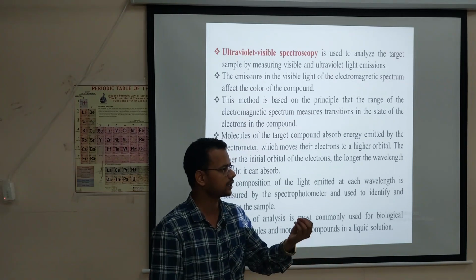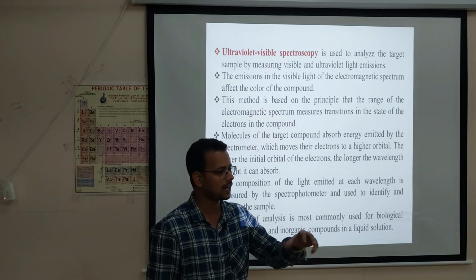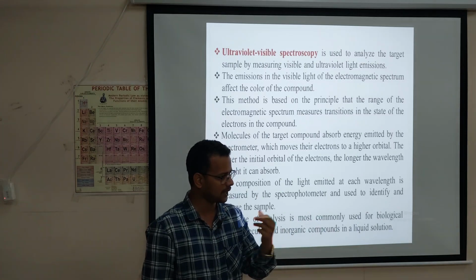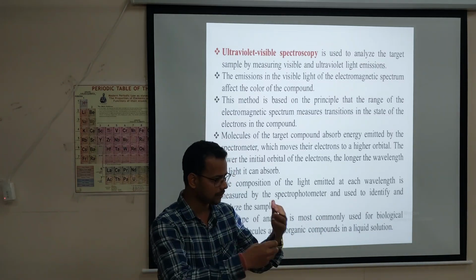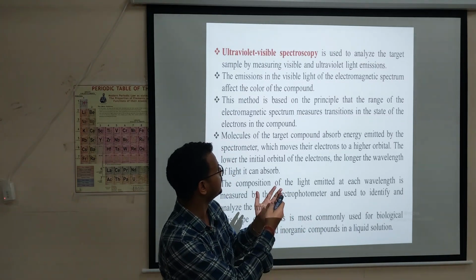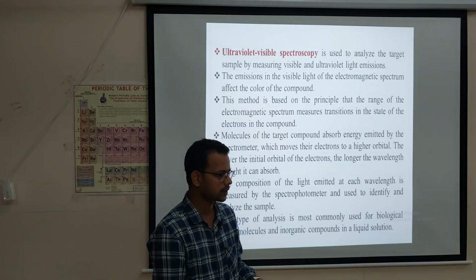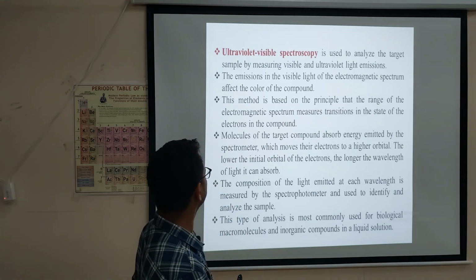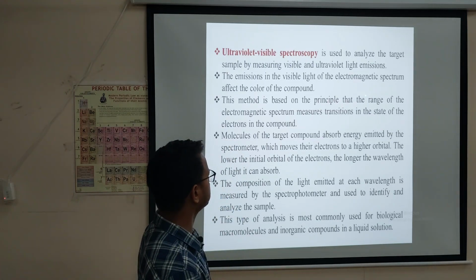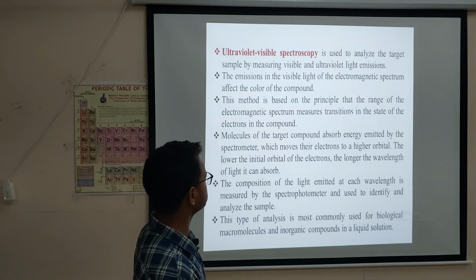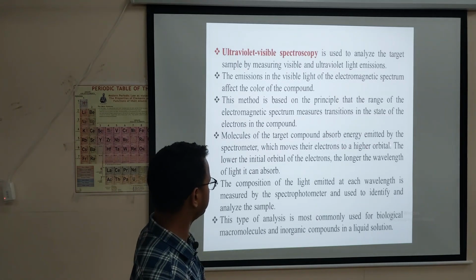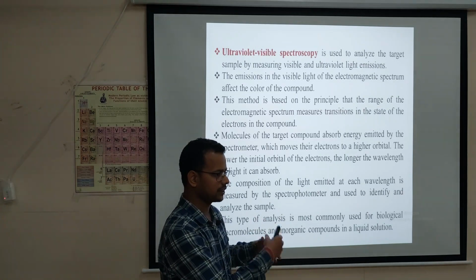If we take, suppose, graphene, graphite, RGO, a black color material, you know black will absorb maximum light. So the reflection or the emission of light depends upon the color of the material. It is highly dependent on the color of the material, right? This method is based on the principle that the range of the electromagnetic spectrum measures transition in the state of the electrons in the compound. Molecules of the target compound absorb energy emitted by the spectrometer, which moves their electrons to a higher orbital. We will discuss this in the next slides.